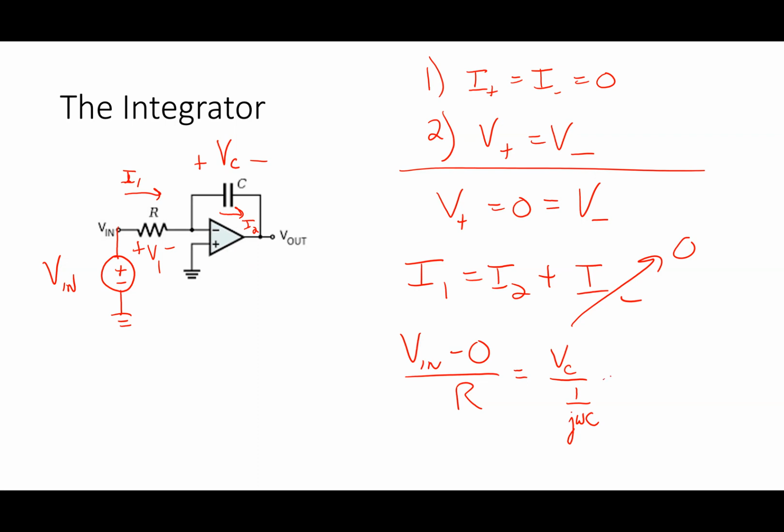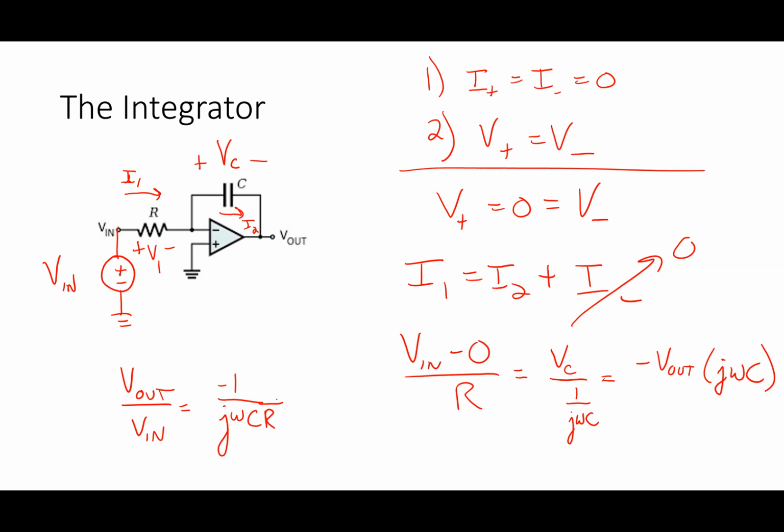So what's that going to become? What's V sub C? Negative V out. So I have negative V out times j omega C, because I bring the j omega C upstairs. So I end up with V out over V in equals what? Negative 1 over j omega C R.